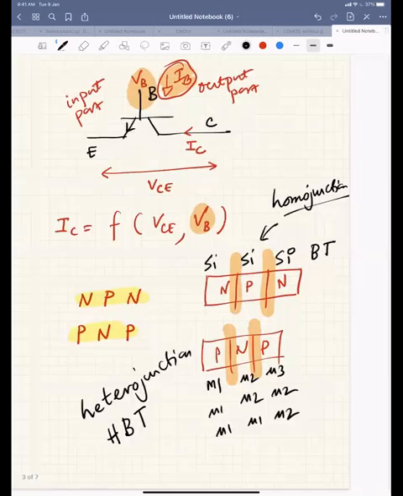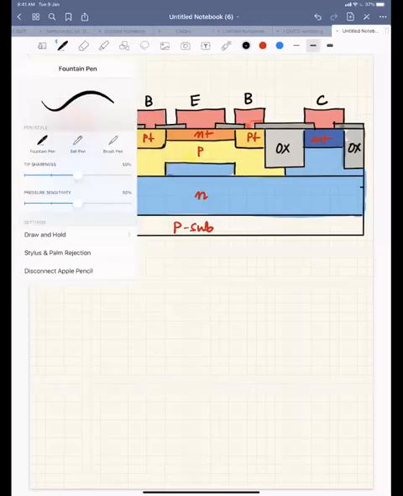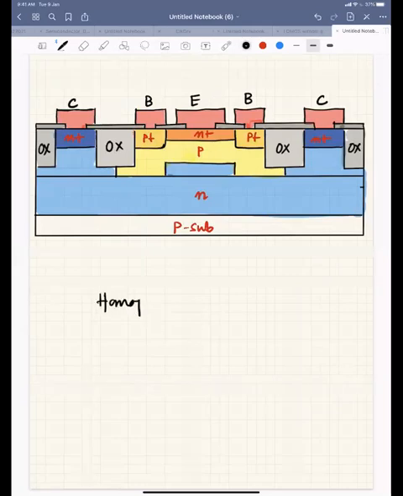Okay, so how does a bipolar transistor look? This is a typical homojunction bipolar transistor, right? You see the semiconductor material is silicon only, so this is a homojunction device. If you take a cross section of a bipolar transistor, it actually looks like this. I have three terminals: emitter, base, collector.